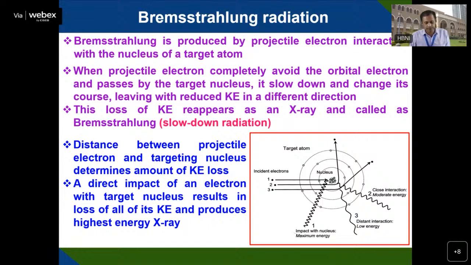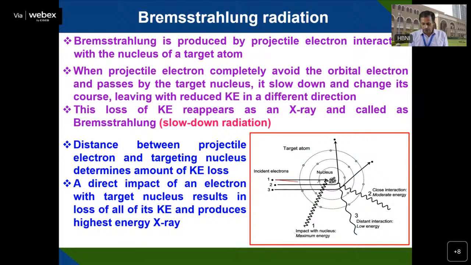In addition to the characteristic signal, some background radiation comes. We call that background radiation Bremsstrahlung radiation, and it is produced by the projectile electron's interaction with the nucleus of the target material. When a projectile electron completely avoids the orbital electrons and passes by the target nucleus, it slows down or changes its course, reducing its kinetic energy.